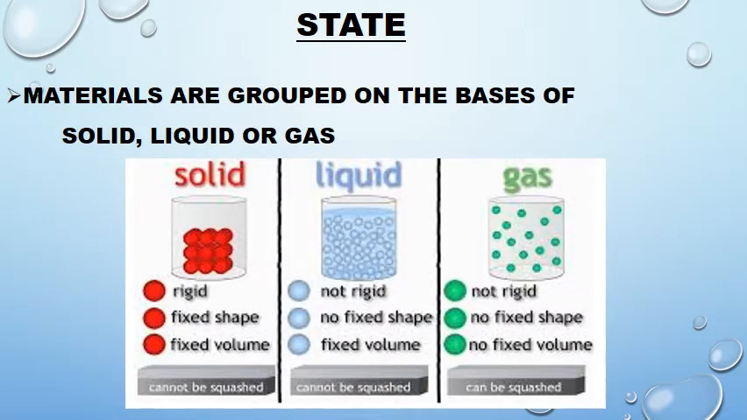Now, the next property which we will study is state. Most of the materials are grouped on the basis of their physical state, that is, solid, liquid, and gas. And you all have studied the difference between solid, liquid, and gas in your previous class. So, on the basis of solid, liquid, and gas, materials are grouped.